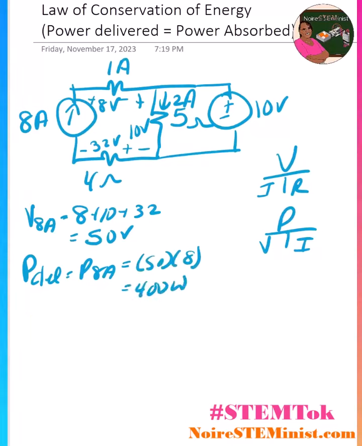So the voltage for the 8 amps is 8 plus 10 plus 32, based upon Kirchhoff's voltage law, so that's 50 volts. So the power delivered for the 8 amp current source is 50 times 8 or 400 watts.